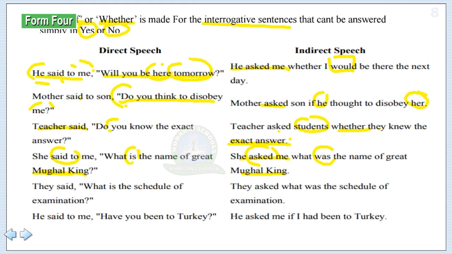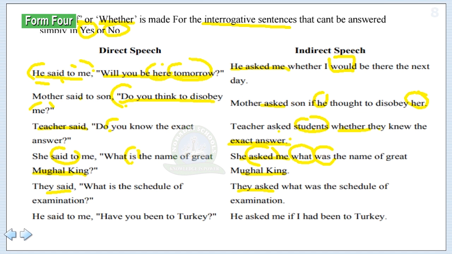We don't use if or whether because there's no yes/no question. For example, do you speak, or will you, or not that, but it's whether, or where, or this one. When the question is why, what, when, and how, we don't use whether or if. They said, what is the schedule of the examination? They asked what was the schedule of the examination?